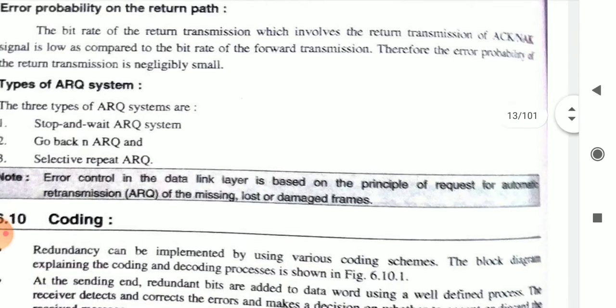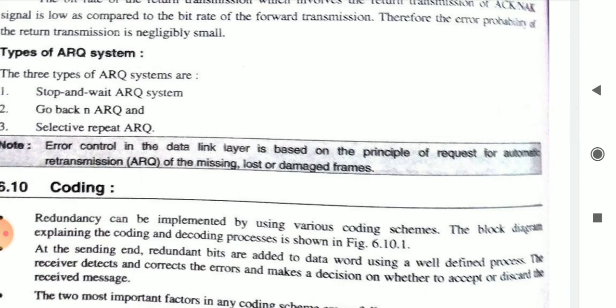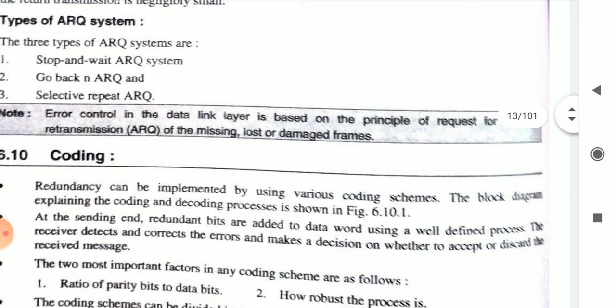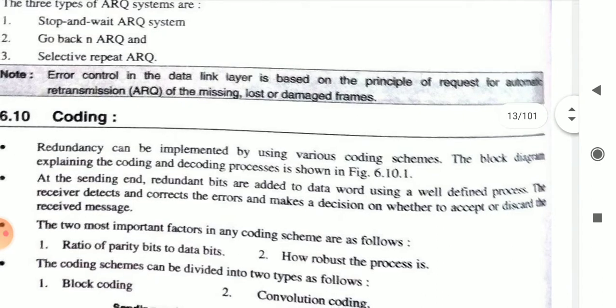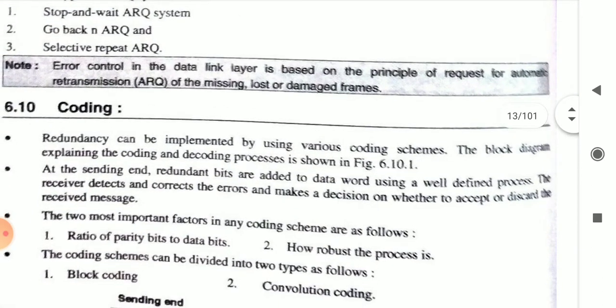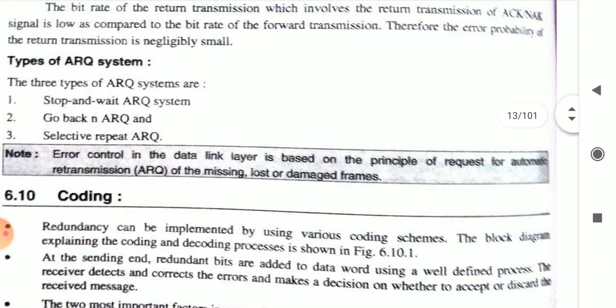Therefore, the error probability of the return transmission is negligible. Now the types of ARQ systems. Here, the three types of ARQ systems are there: automatic repeat request, stop and wait ARQ system, go back N ARQ, and selective repeat ARQ. Okay, these are the three types of ARQ systems.